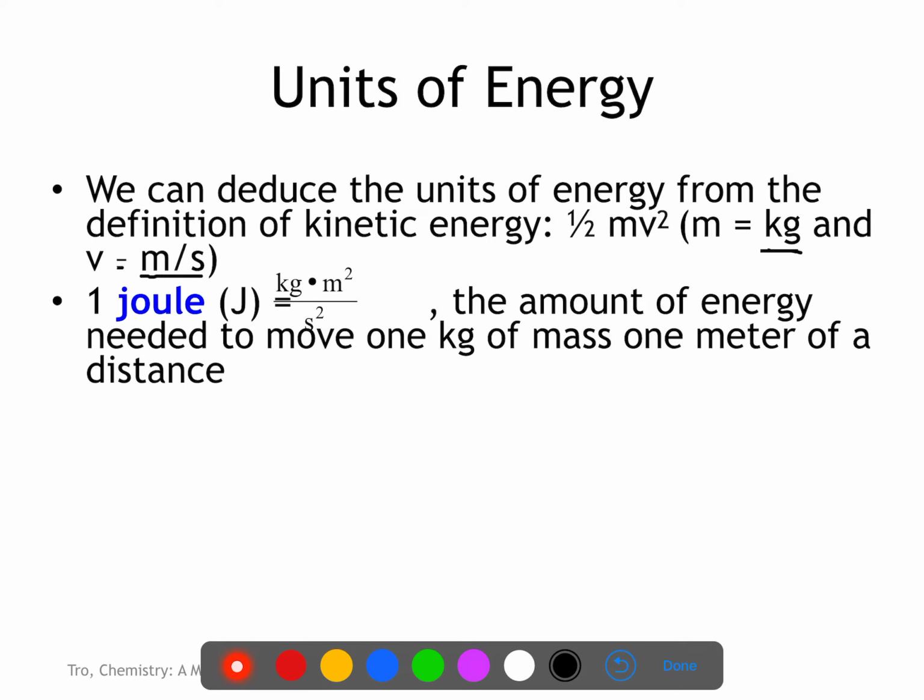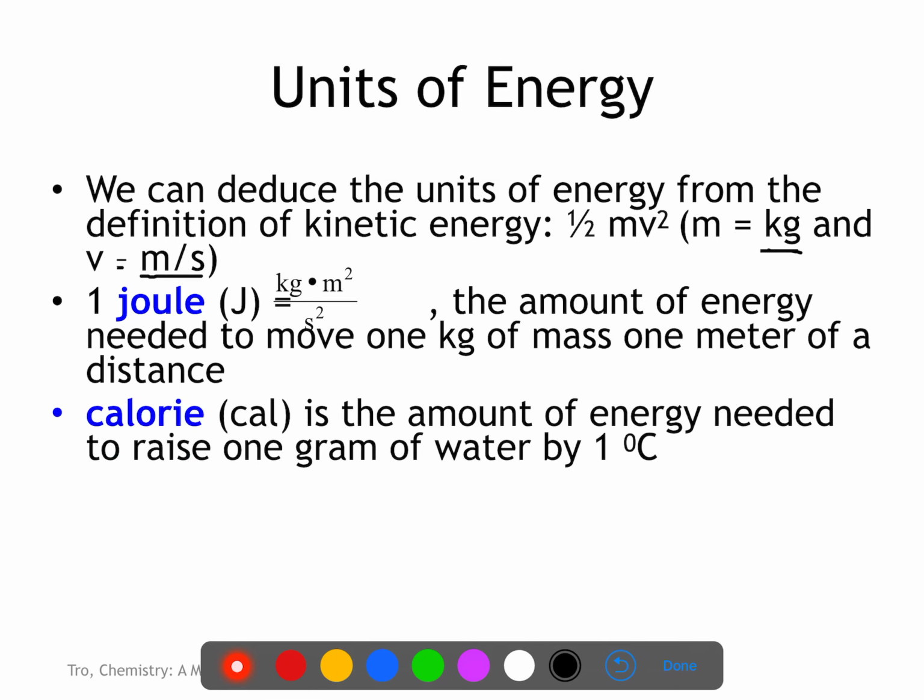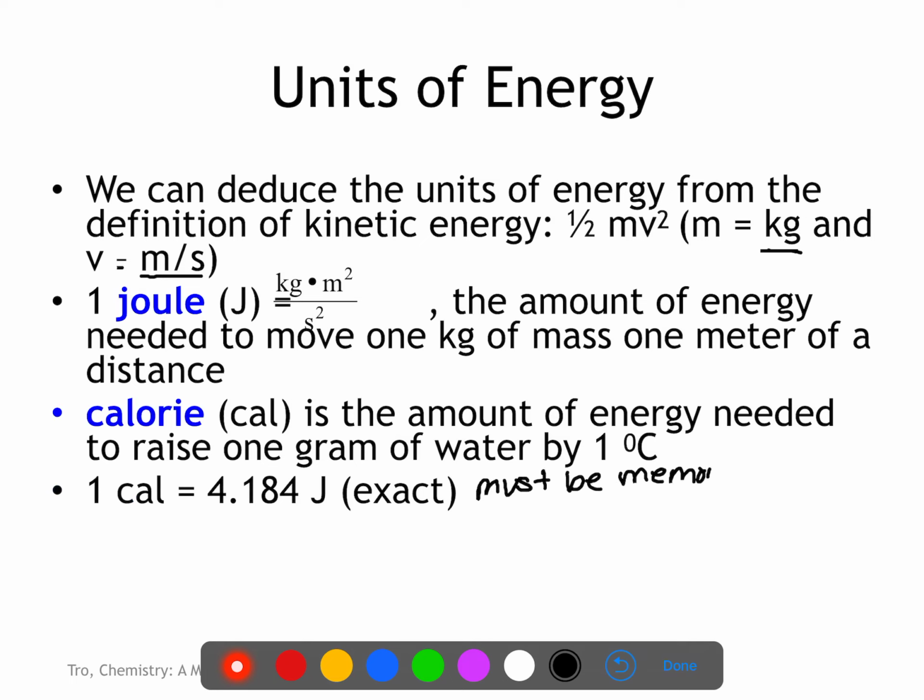Another typical unit of energy is a calorie, with a lowercase c, which is the amount of energy needed to raise 1 gram of water by 1 degree Celsius. For nutritional purposes, a lot of the time you see Calories with a capital C. Some of the conversion factors important for this chapter are that 1 calorie, lowercase, is equal to 4.184 joules. This is an exact measurement. This must be memorized. It comes up a lot, and it's really important.